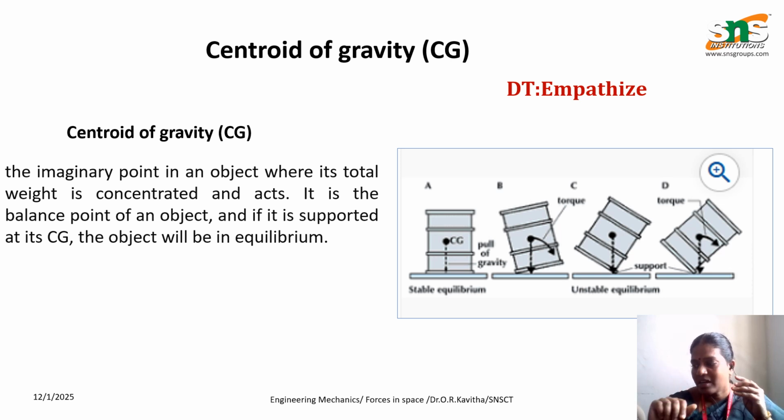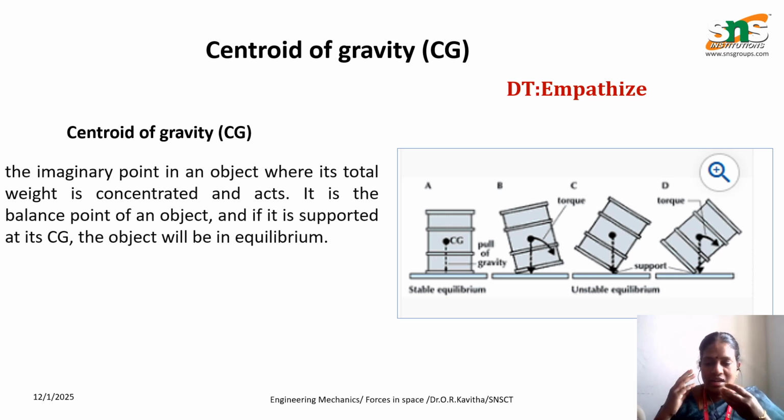For example, if I take this, it is a rectangle, a regular shape, so the CG will be at the center. But here it is a trapezoidal shape, and the CG can be calculated only by using formulas. For this rectangle, there are some direct formulas available. So when the object is balanced with the CG at the center, then the body will be in equilibrium.